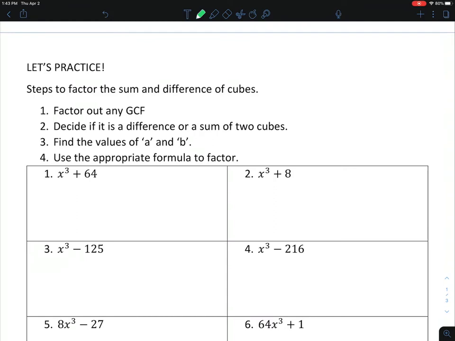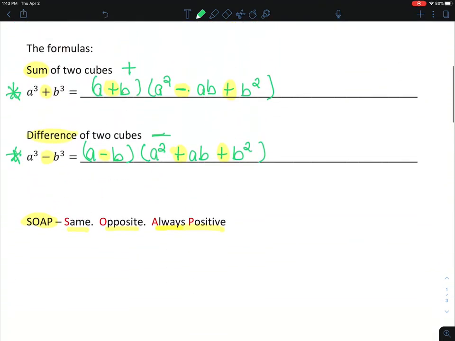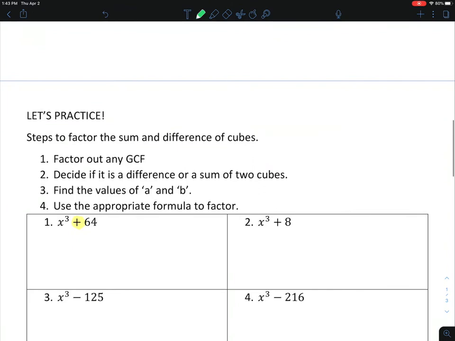You ready? So let's look at this first problem. Is it a sum or is it a difference? You are correct. It's the sum. So because it's the sum, we're going to use this formula. So using that formula, we get A plus B. Then remember, it's the same, opposite, always positive.